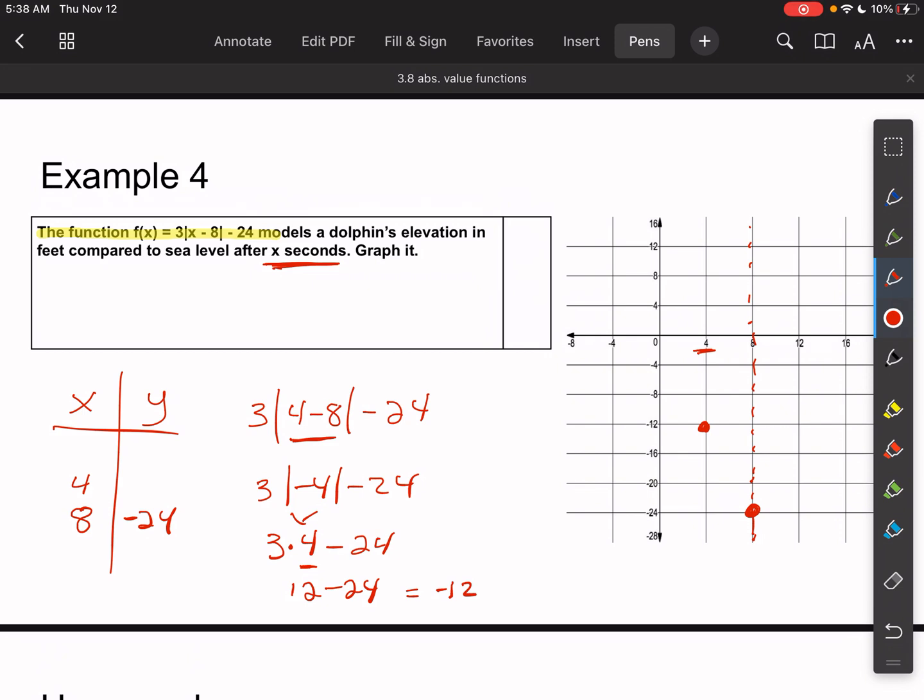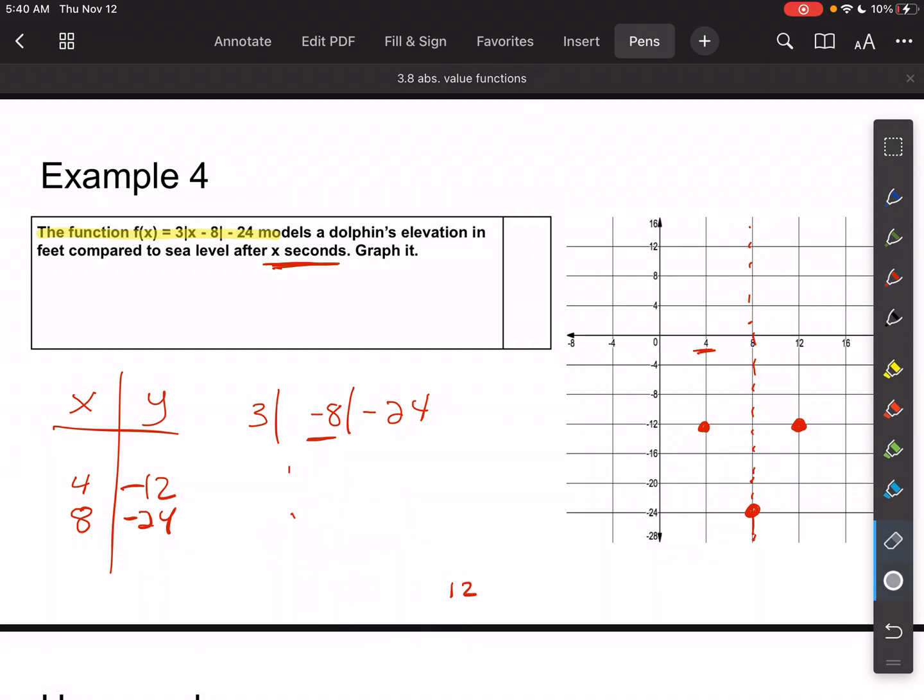Okay. What's interesting now is, I'm assuming if it's following the symmetry pattern that I should also get a point right here. So if I plug a 12 in, I'm hoping I also get negative 12. So let's look at that. If we plug a 12 into this, right? So let's plug a 12 in.